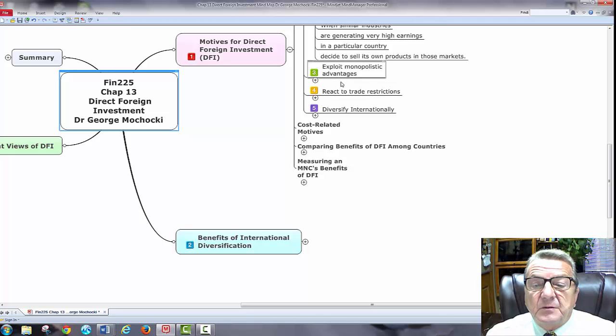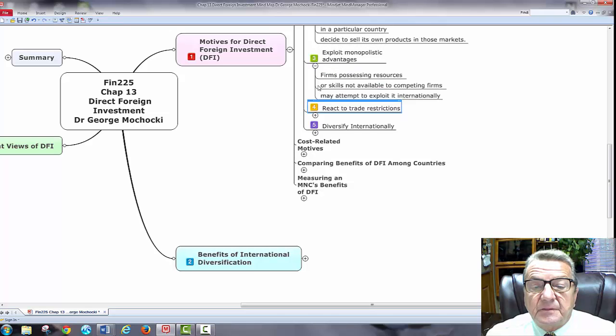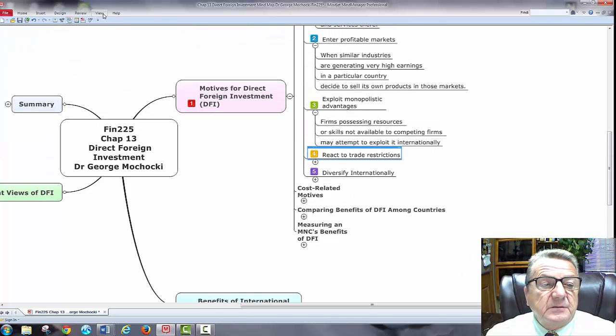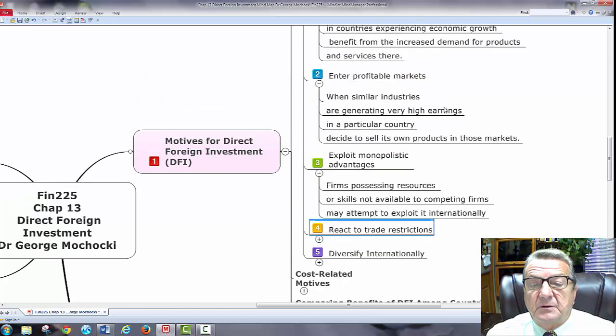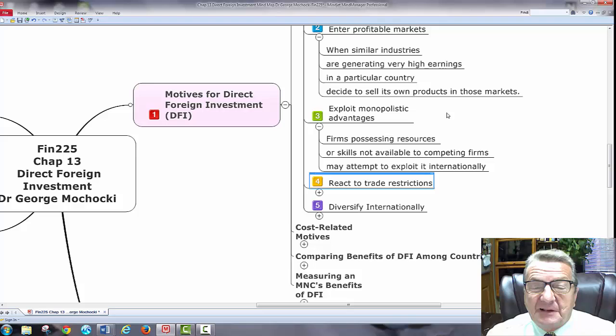Okay? Exploit monopolistic advantages. Firms, but let me make this just a little bit bigger for you. Hang on. I apologize. Oh, 200. There we go. Gee, now I can even see it without my glasses.